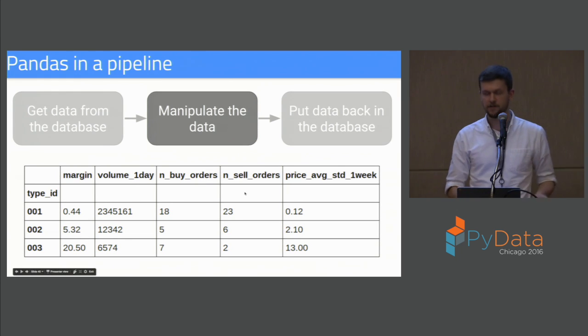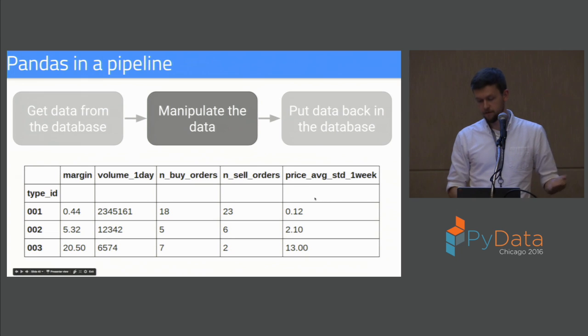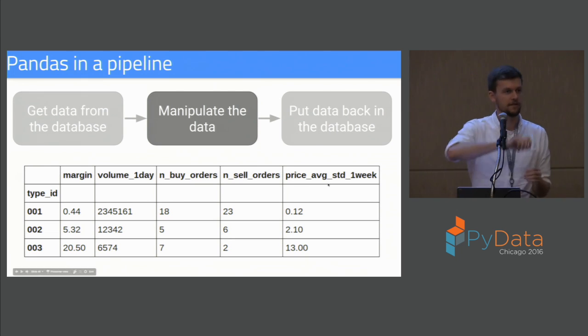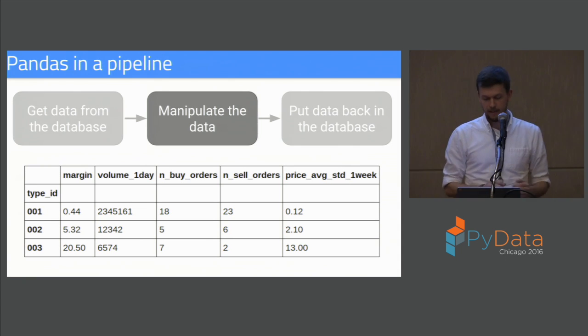How many other buy orders are there? How many other sell orders are there? Are a lot of other people trying to do the same thing for this item? Or even more complicated things like how much does this price bounce around during the week? Is it really volatile? Is it really stable? You can do all kinds of features. These are just a couple examples.